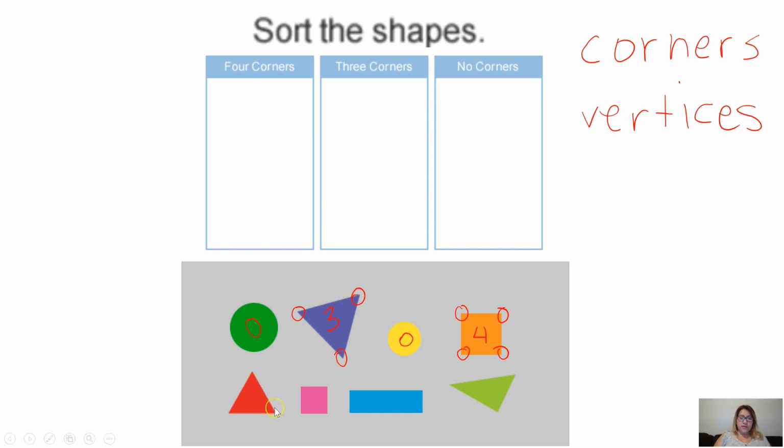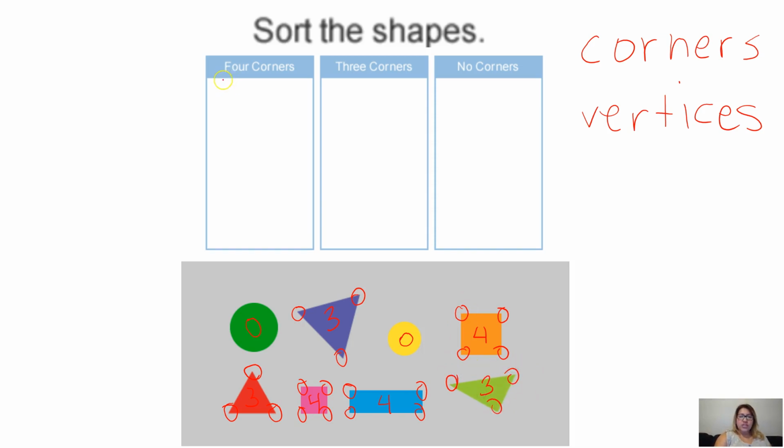Okay, this one at the bottom, this red one, is a triangle. 1, 2, 3. It has 3 corners or 3 vertices. This is a square. 1, 2, 3, 4. 4 corners, or we refer to them as vertices. This blue one is a rectangle. Let's see how many vertices or corners. 1, 2, 3, 4. This one has 4. Let's check this one. This one is a triangle because it has 1, 2, 3 vertices.